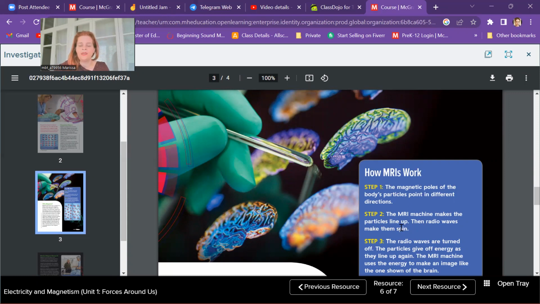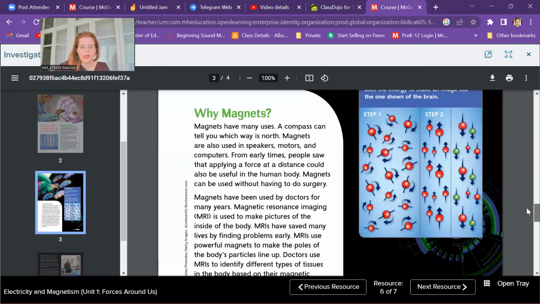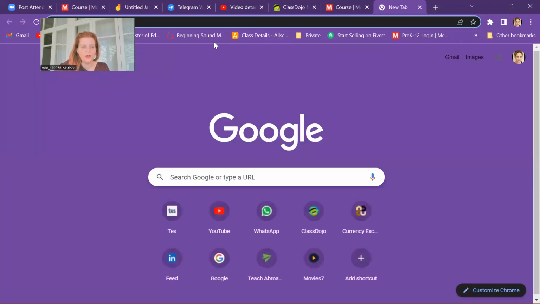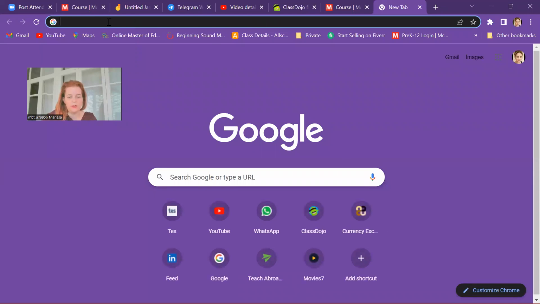Okay, it says the radio waves are turned off, the particles give off energy as they line up again. The MRI machine uses the energy to make an image like the one shown in the brain. So this one is shown in the brain. Okay, so we're going to stop with this for a second, and we're going to go to how MRIs work on YouTube.